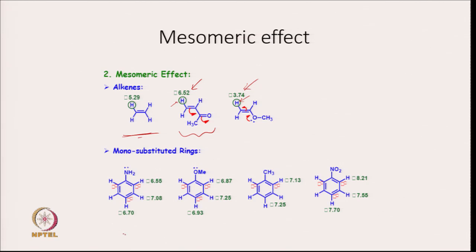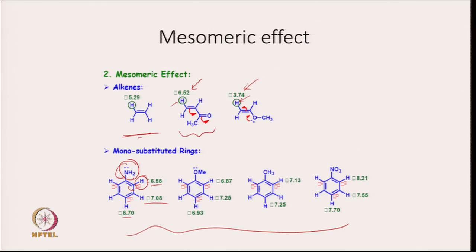And similarly, we can discuss monosubstituted rings. Here, if the ring has an NH2 group, its lone pair is in conjugation with the double bond, and if you take this lone pair here, then the charge will go to this position and this will go to this position. And so, you can see that this is going to be of higher chemical shift, and these two are going to be of lower chemical shift, since the electron density is reaching here.